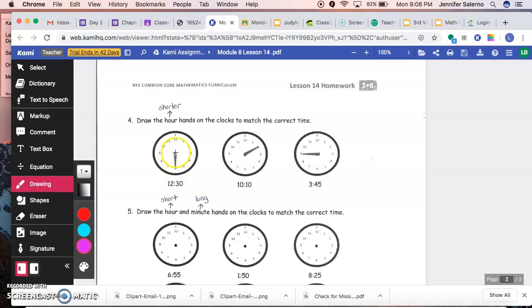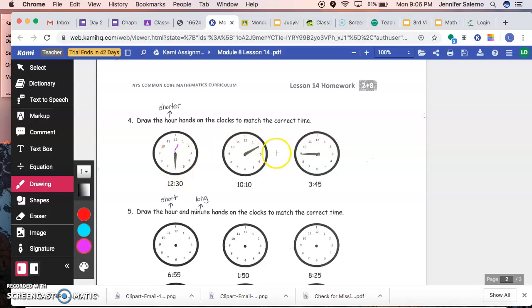Now 12:30, a lot of us would point directly at the 12, but because it's already halfway through, it's going to be between. So we're going to draw the hour hand pointing between the 12 and the 1. And again, it has to be shorter. It cannot be as long as the minute hand. It has to be shorter, okay? So notice how I made my hour hand shorter than my minute hand, and I have it between. If I were to keep going, I see that it's in between the 12 and the 1. It's not 1 o'clock yet. It's going to be 1 o'clock, but it's not yet, okay?